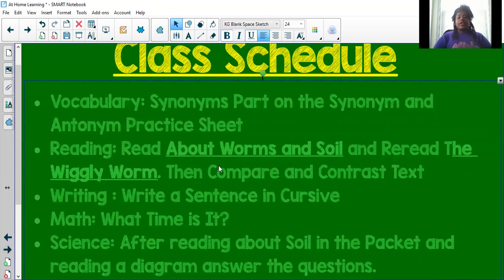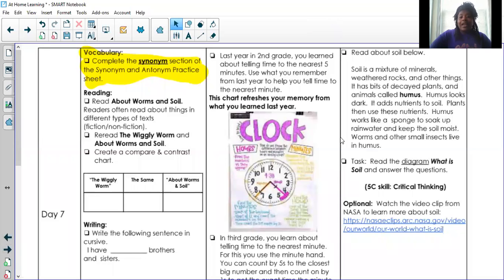For our class schedule today, we'll be starting with vocabulary with our synonym part on the synonym and antonym practice sheet. We'll do reading. We'll read about worms and Sewell, and we'll reread the wiggly worm. Then compare and contrast the text. For writing, we'll write a sentence in cursive. And for math, I put what time it is because all our math problems are going to be involved with time. And for science today, we're going to be reading about soil in the packet and reading a diagram and answering the questions after.